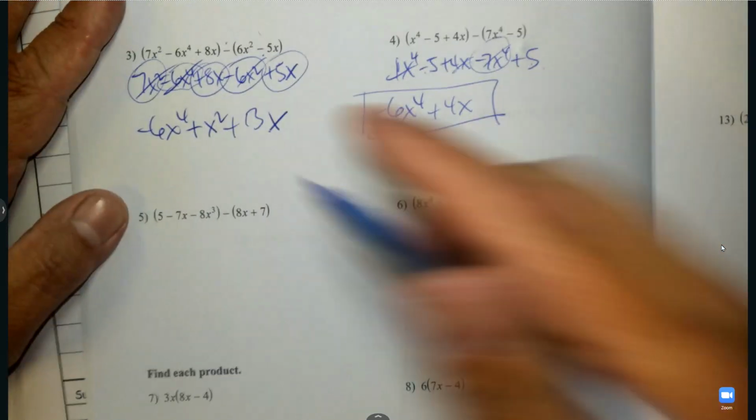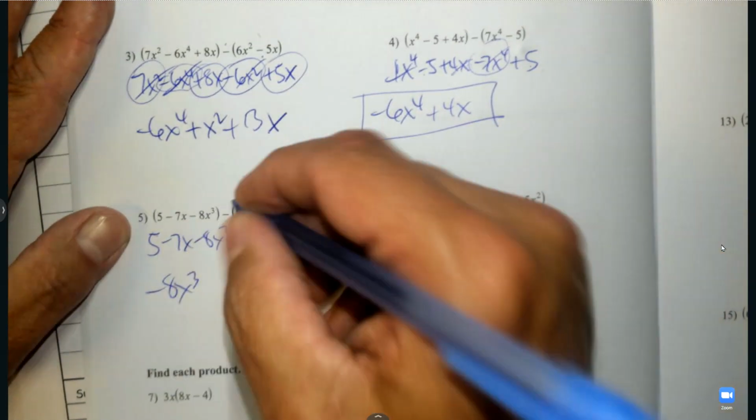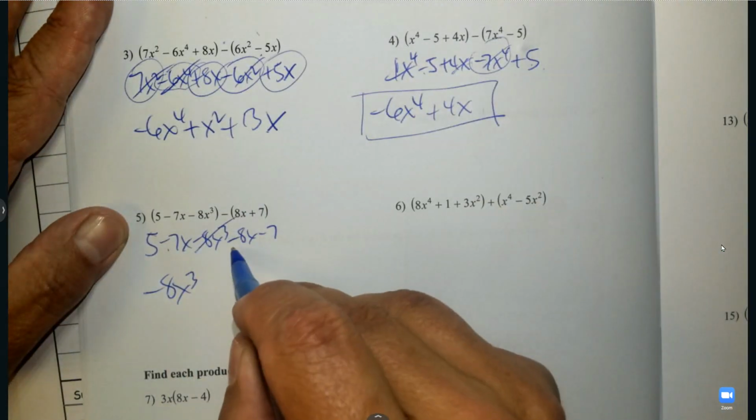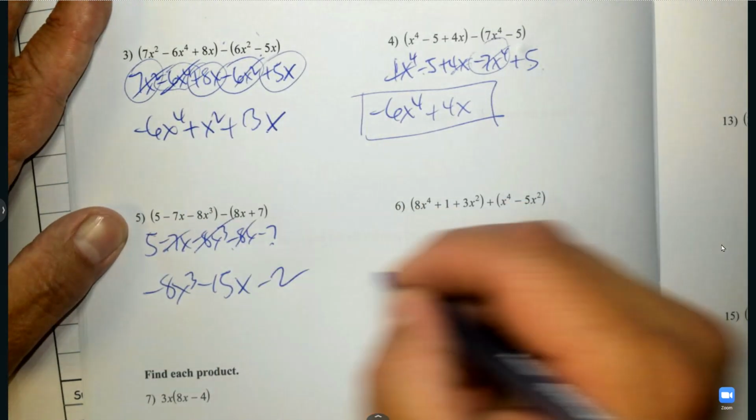Number 5, again, subtract. So I'm going to distribute the negative, then combine like terms. So I have negative 8x cubed. Negative 7 and negative 8 is negative 15 together. And then 5 take away 7.